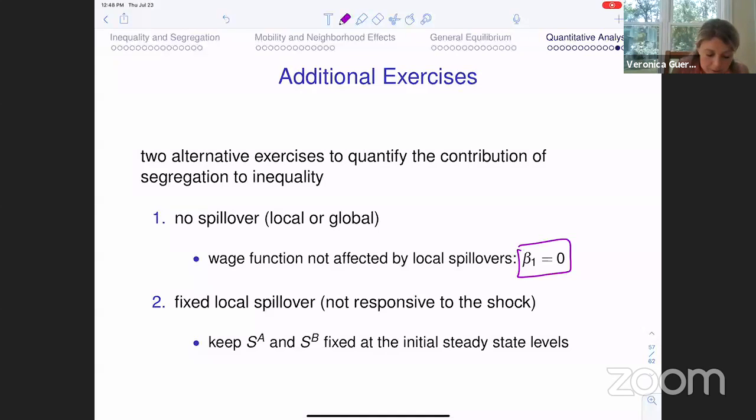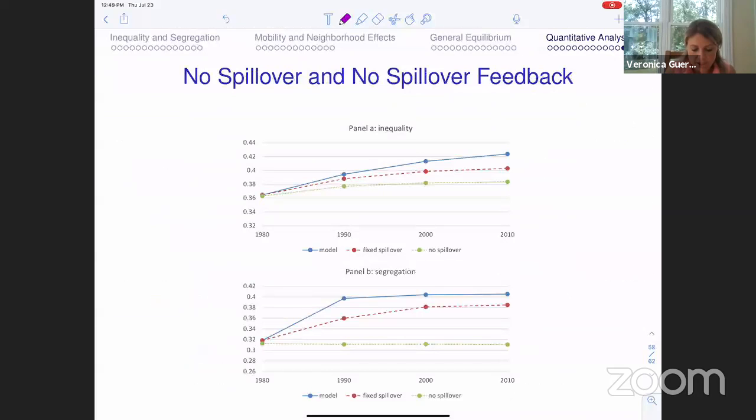The other way we can do it is to fix the local spillover at the level of the spillover before the shock, and not allow the endogenous change in the spillover that we experience because of the general equilibrium effect. So here is what we get. In the top panel is inequality. Again, the blue line is the model. The red line is the exercise with the fixed spillover. So this is like saying the spillover did not change.